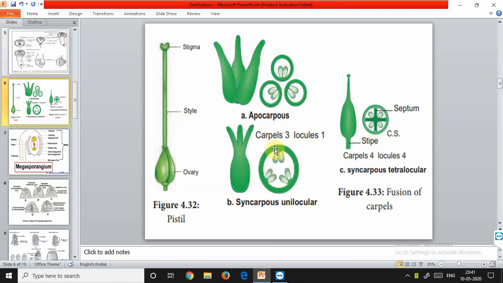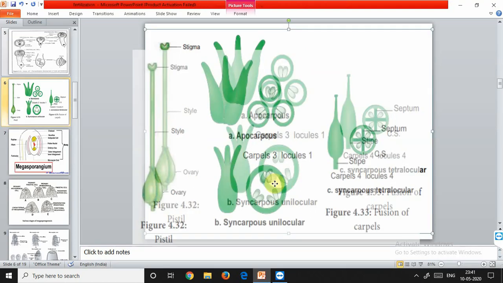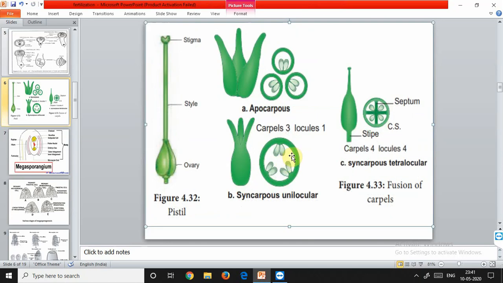Then it is unilocular by nature, but sometimes it becomes bilocular. These are the locules. These three represent the locules, and these become bilocular when a false septum is developed here, and then they become only two. Then we'll talk about the structure of the ovule or the megasporangium.